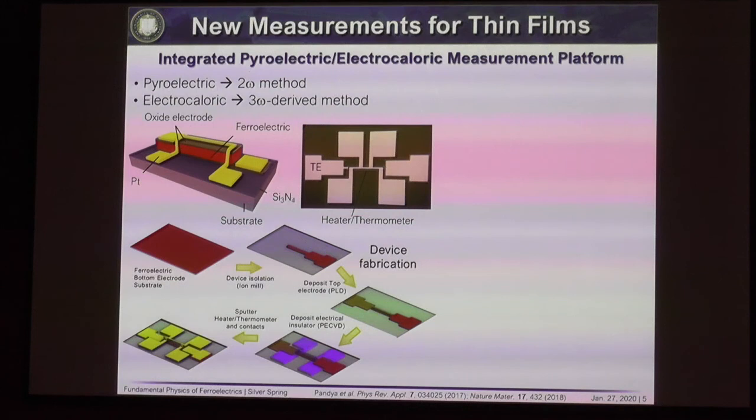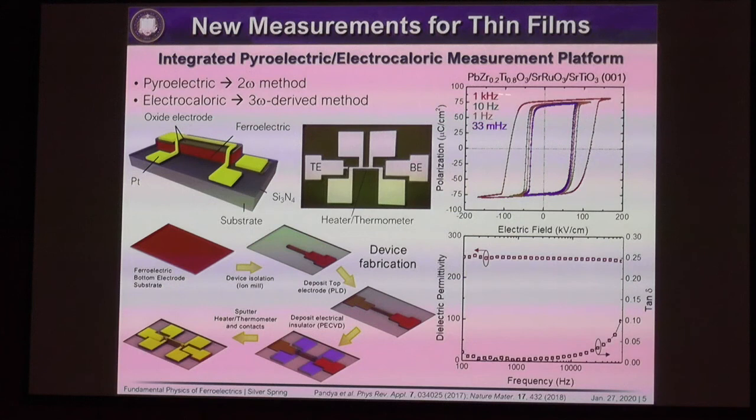Yes, we can either source heat and measure the pyroelectric response, or we can apply a bias across these films and measure the temperature change in these systems. So we can create these out of the classic materials. Here's an example for just 20/80 PZT on strontium titanate. These are hysteresis loops measured from these kinds of devices. Everything looks pretty good. You can measure dielectric permittivity and loss as a function of frequency. Everything looks good in these devices, right? So we have these functional little device structures.